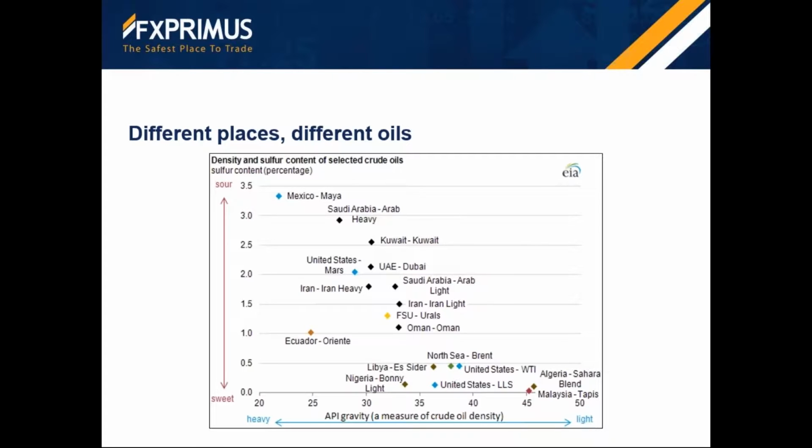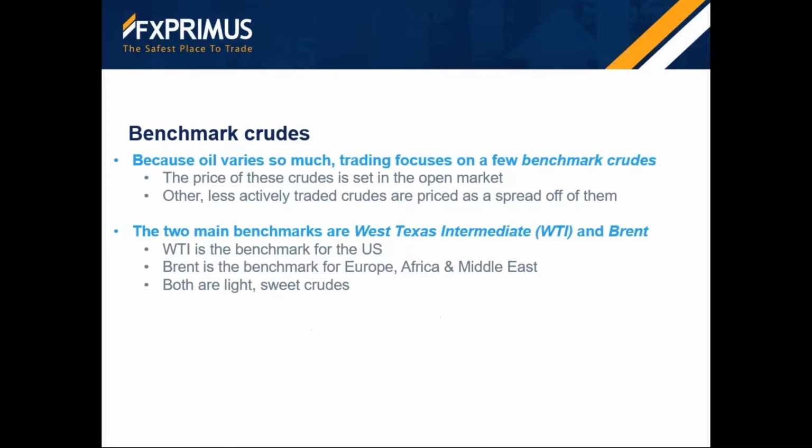Now, because the quality of each crude varies so much from place to place, it's hard to set a price independently for each one. The price is therefore set in reference to a benchmark. That is, there's a few crudes that trade actively in the open market, and a public price is established for them. Then other crudes are priced at a premium or discount to those crudes.